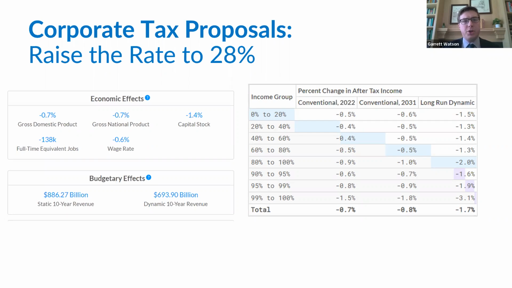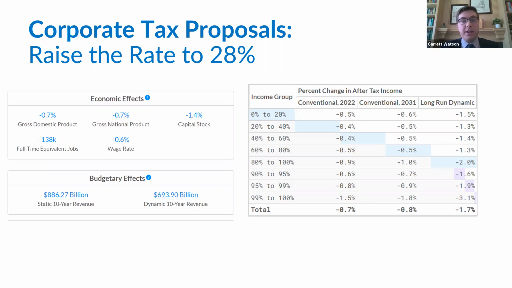Before getting into the distributional information, another important point here is that this would once again return the U.S. to near the top of the statutory tax rate rankings in the OECD, going against the trend, which is continuing to reduce tax rates into typically the low 20s as the OECD average. We can also see here on the right, distributionally, that raising the corporate tax rate to 28% would reduce after-tax incomes across all income levels.